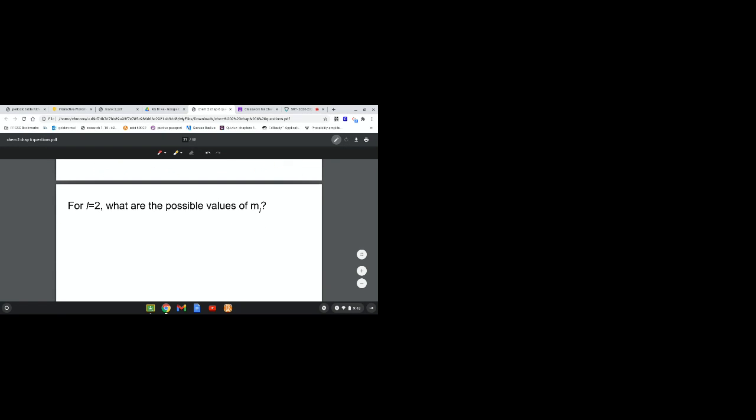The next question is asking for m sub L. This is talking about the specific orbital of it. So n is equal to some number, and so on and so forth. L is n minus 1 down to 0. M sub L is positive L through 0 to negative L.